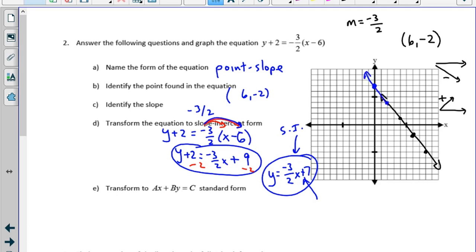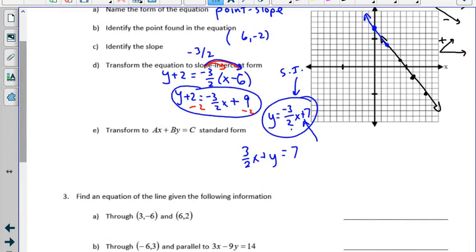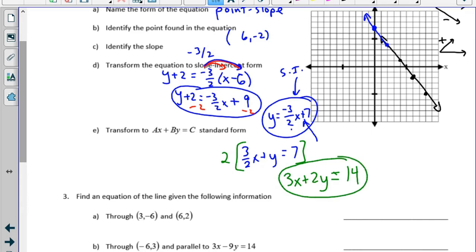Now I can transform this into standard form. All I have to do is add 3 halves x to both sides. So 3 halves x plus y equals 7. And then I have to remember the rules that A, B, and C all have to be integers. The easiest way to make them all integers is, since there is a denominator of 2 here, I can just multiply the entire equation by 2, and I end up with 3x plus 2y equals 14, and that is a standard form equation. I also could have many other standard form equations of this with various multiplying effects. So 9x plus 6y equals 42 is also an equivalent form. It's just not as clean because the numbers are bigger.